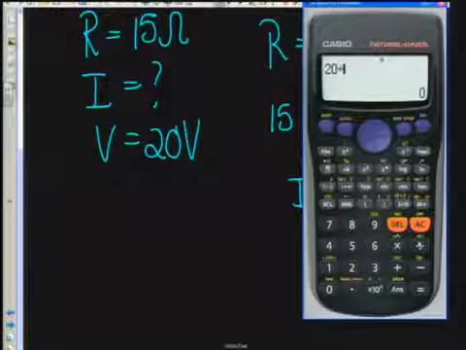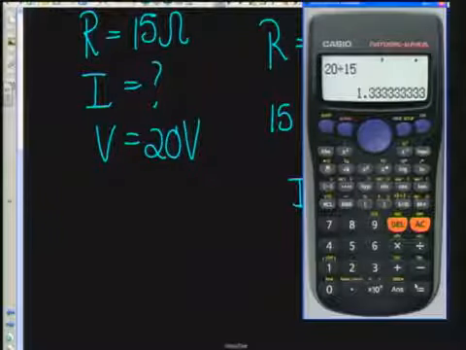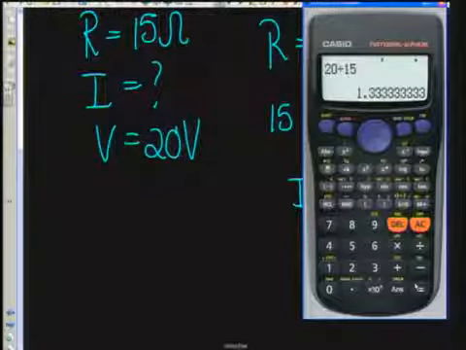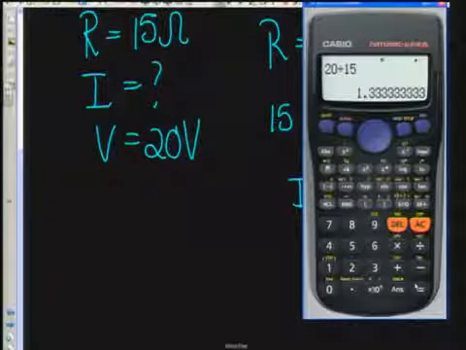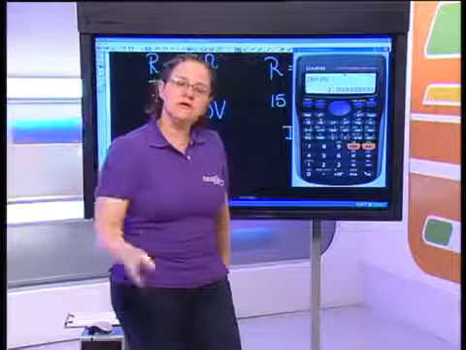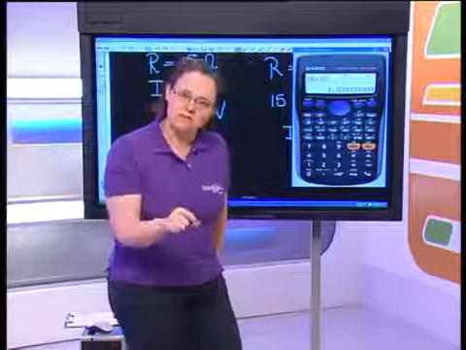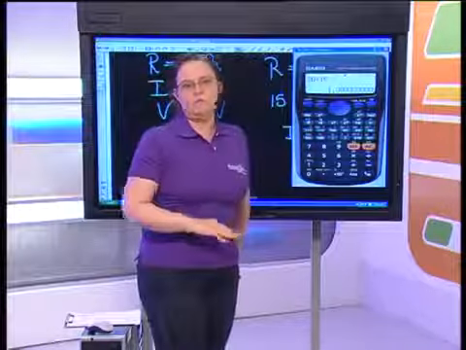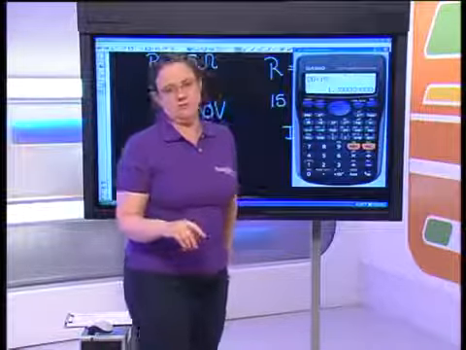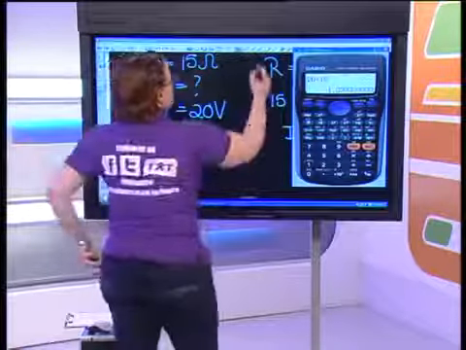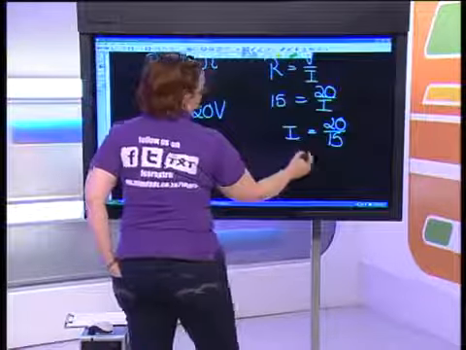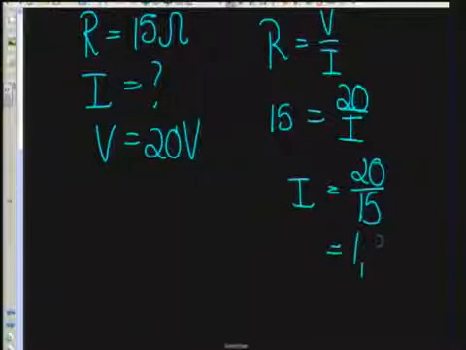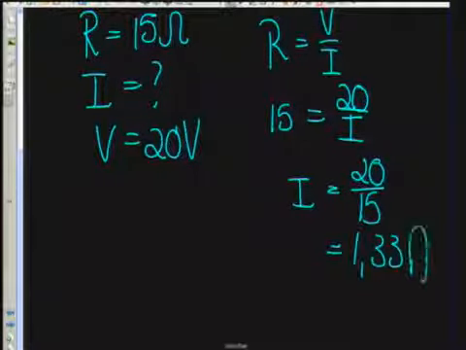If I go 20 divided by 15, it gives me 1.33. That's my answer. So what I need you to do, grade 10s, is take your calculators off maths display. Put it into linear mode. Then you will not be tempted to leave an answer as a fraction, because it will not give you an answer as a fraction. Okay, this is so important, grade 10s, because it's going to bite you in the bum later on, all right? So this is 1.33 amperes.